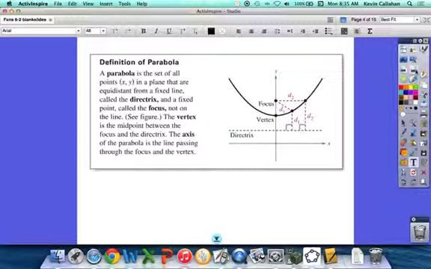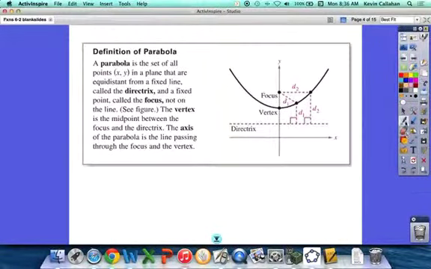So just like we had a definition for a circle that sounded like the set of all points that are equidistant from a point, you have the same kind of definition for all the other conic sections. For a parabola, it's the set of all points that are equidistant. Again, what do you think equidistant means? Same distance. Equidistant from a fixed line, which is called the directrix, and a fixed point, which is called the focus.